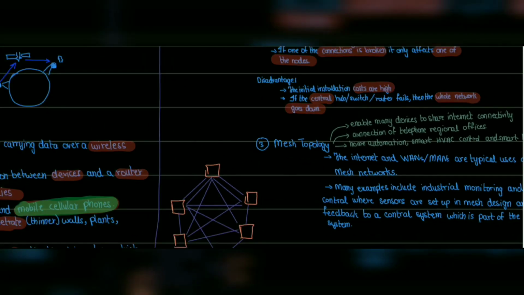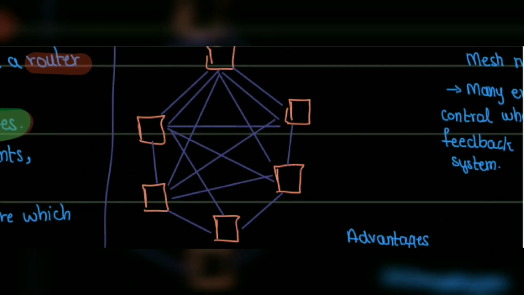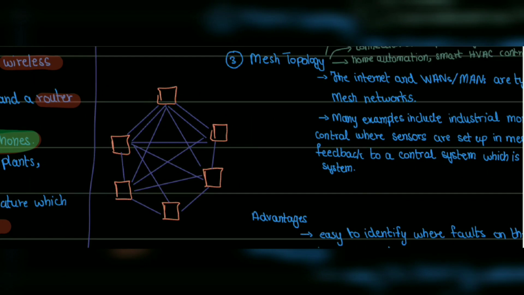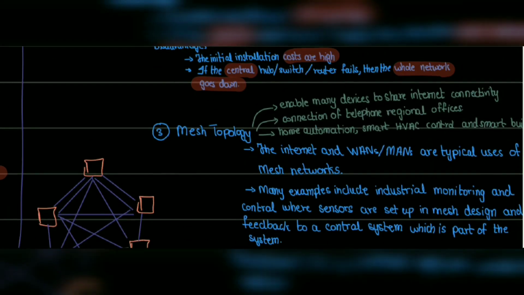Mesh topology, this is a mesh. It's more like a web, a complete web. Each computer is connected to all other computers. Each and every computer. Mesh topology enables many devices to share internet connectivity.